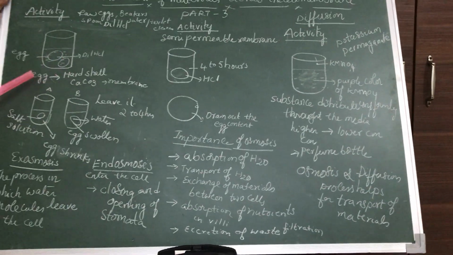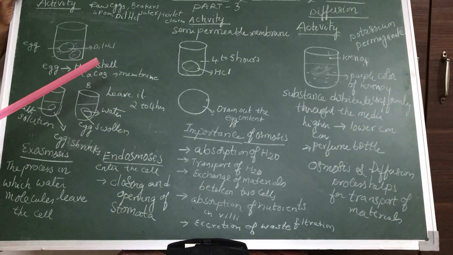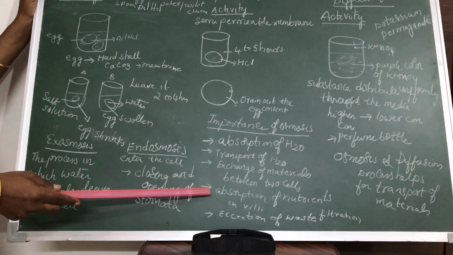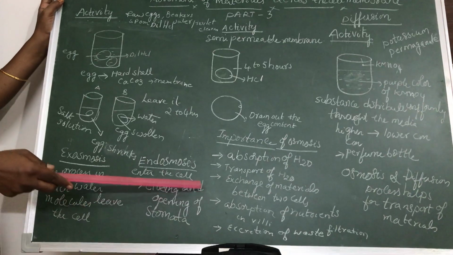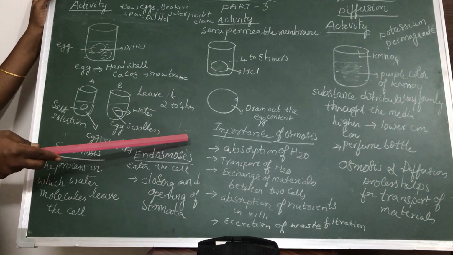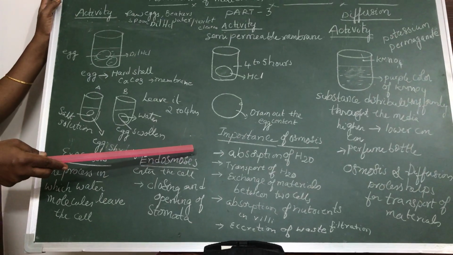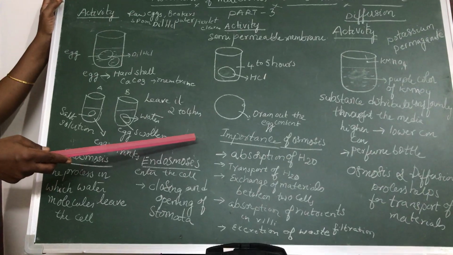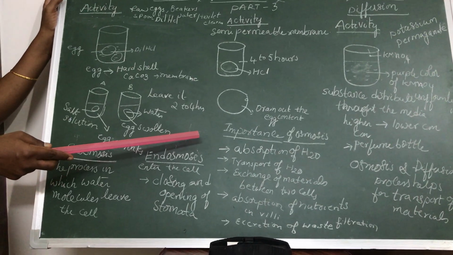of osmosis. Difference in the concentration helps the movement of water or other materials. Then absorption of nutrients in villi. Already I said that the food is digested and the villi are made up of specialized cells which have one cell thickness, and that food material will directly enter the villi by the process of osmosis.